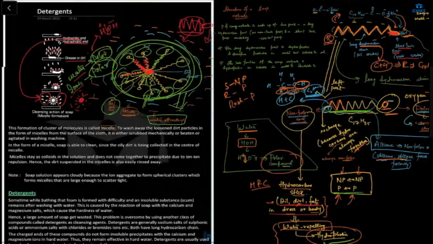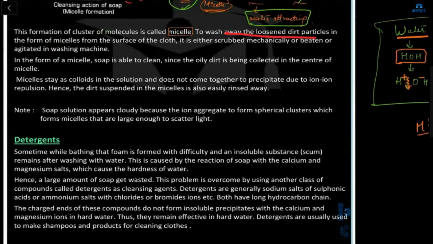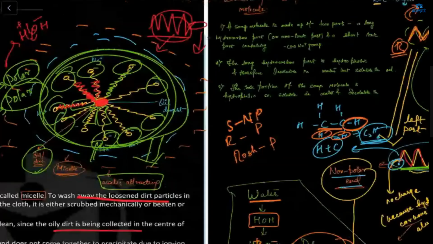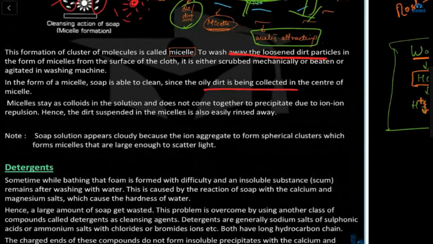Now next is detergents. First, let me read this. To wash away the loosened dust particles from the surface of cloth, it is either scrubbed mechanically, beaten, or put in the washing machine. Soap is able to clean since the oil dirt is collected in the center. This is your center, where the dirt and oil parts are collected. Micelles stay as colloids in the solution and do not come together to precipitate due to ion-ion repulsion.